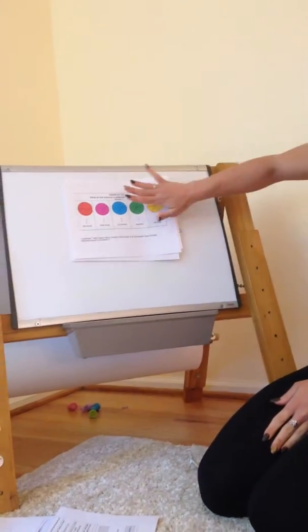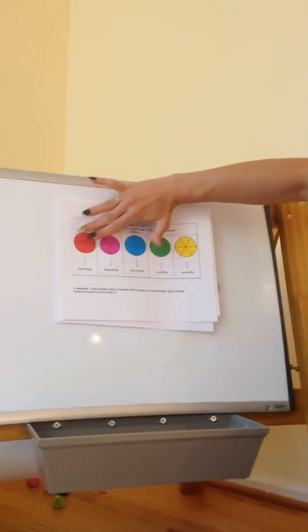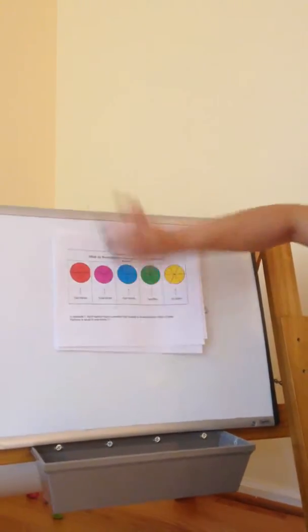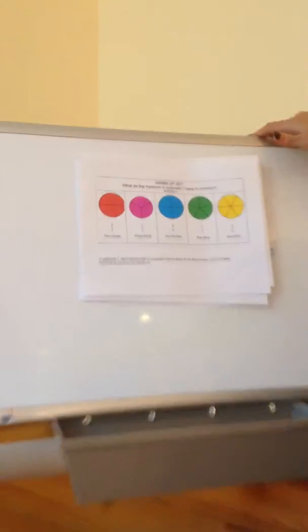So first I would have this on the document camera so all the kids could see, and I would have math manipulatives on top of these shapes so I can move them as I'm explaining. All right.